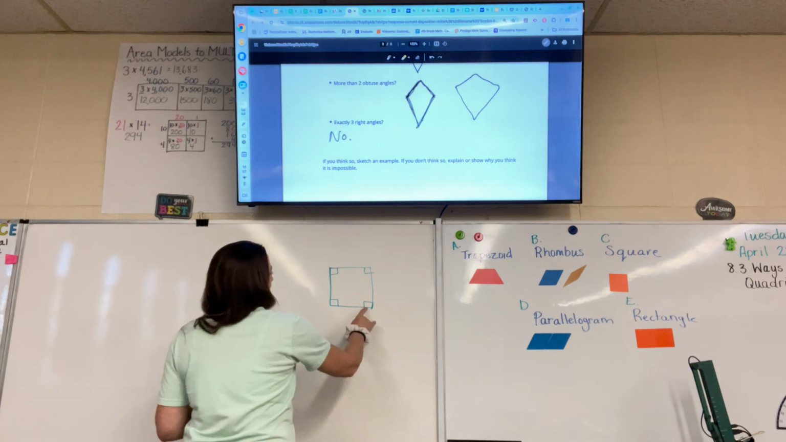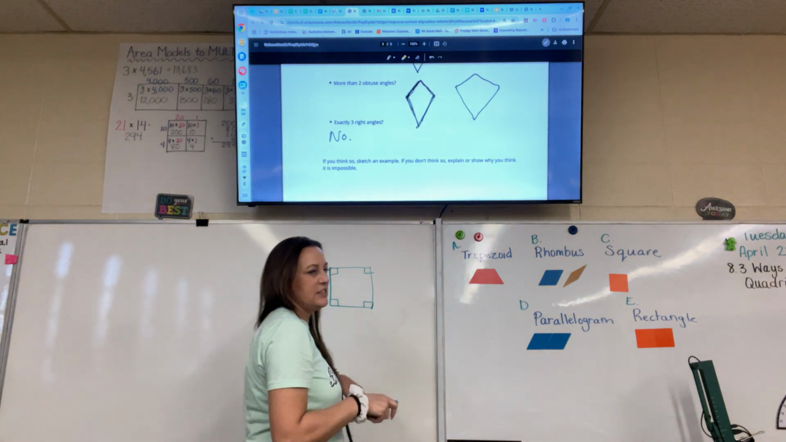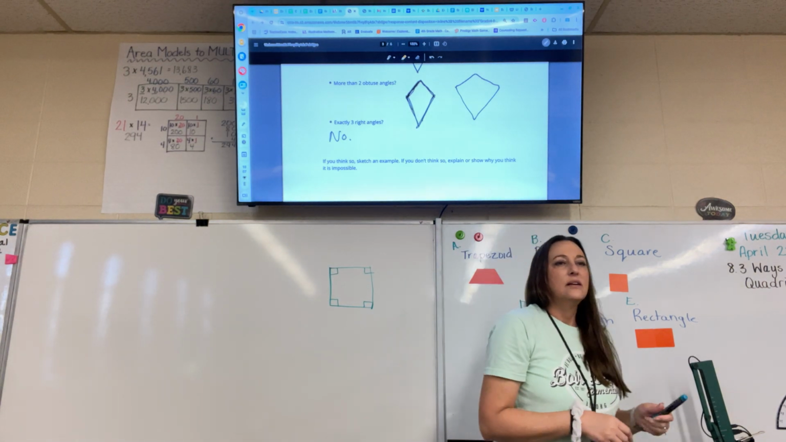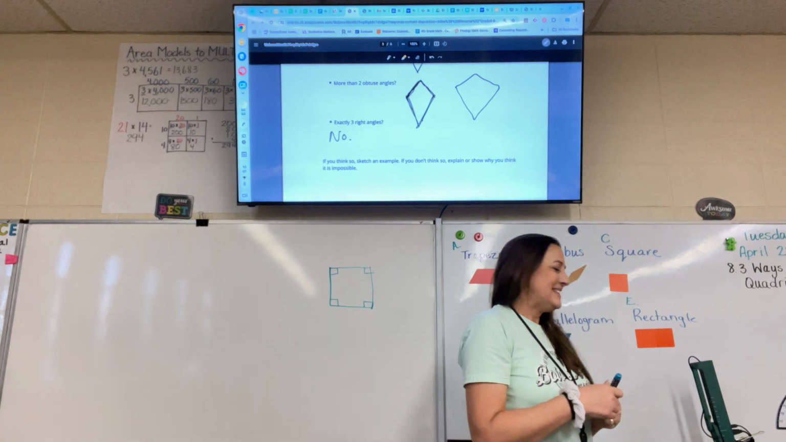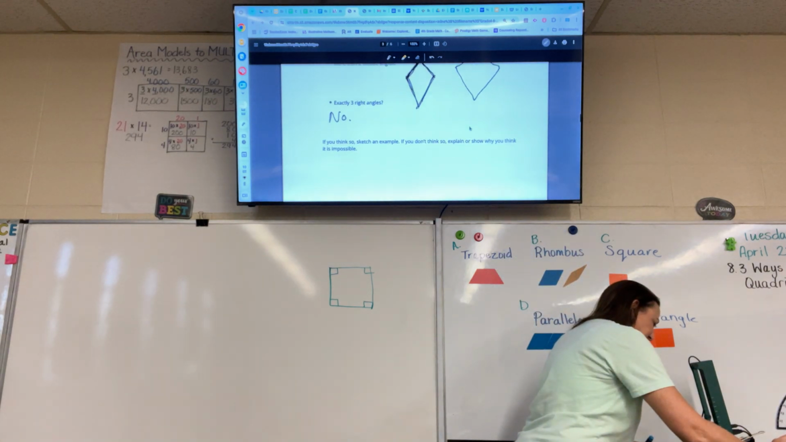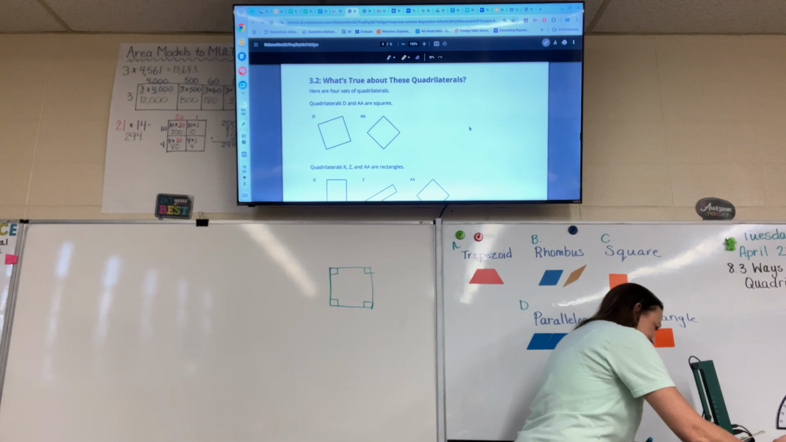Oh, and it can't curve either. Right, and I just didn't do a good job. You can do it if it can curve, but it can't curve. Exactly. Okay. All right.